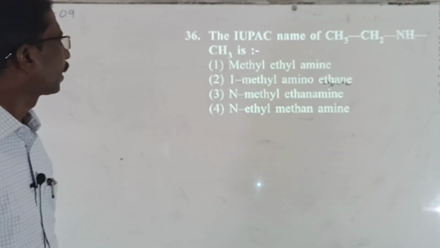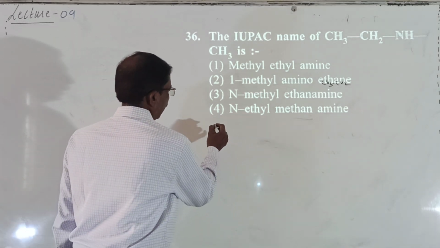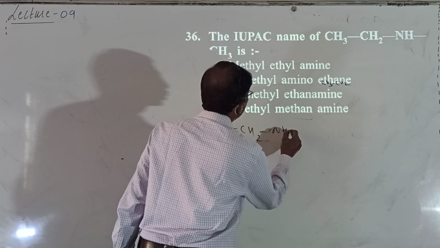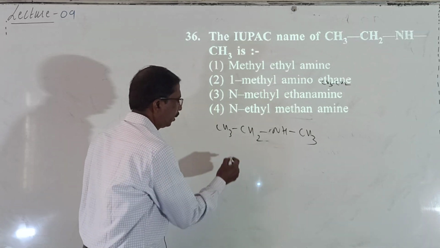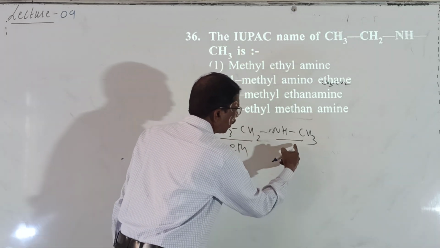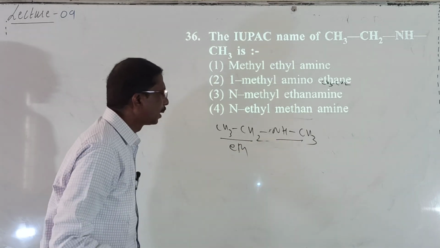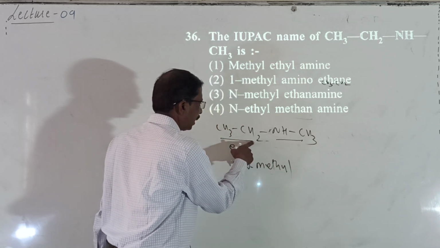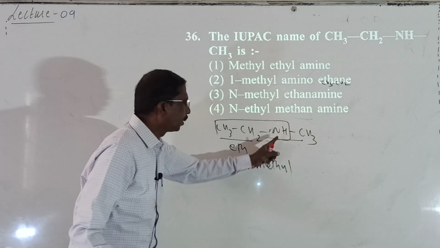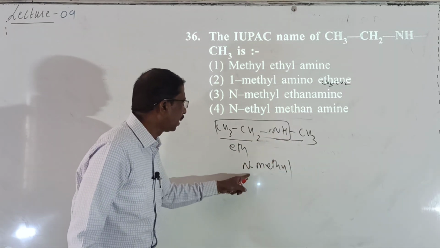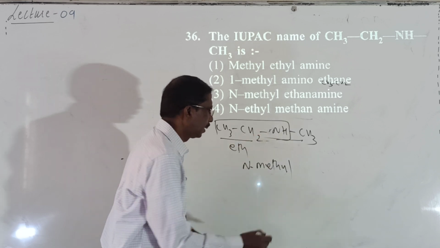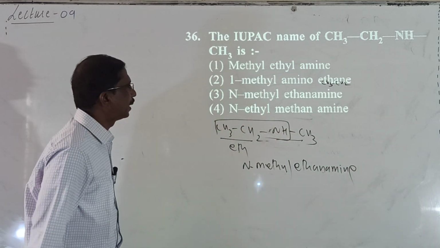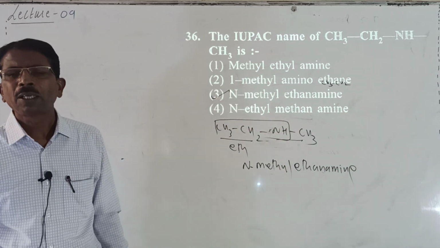Then next, the IUPAC name of CH3 CH2 NH CH3. Look, this is attached to the NH group, so it is called N-methyl. This is attached to the amine group. It is called ethane, and it is an amine, so it is called ethanamine. N-methyl ethanamine. The answer is the third one.